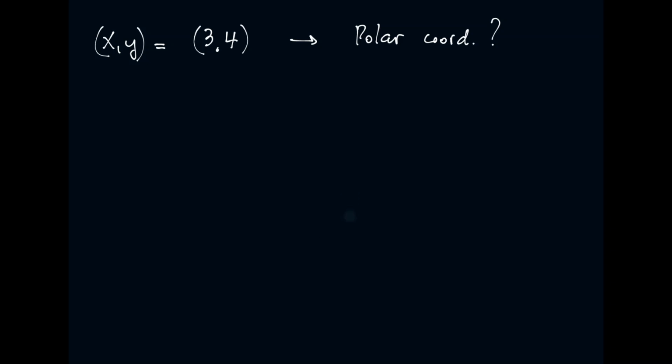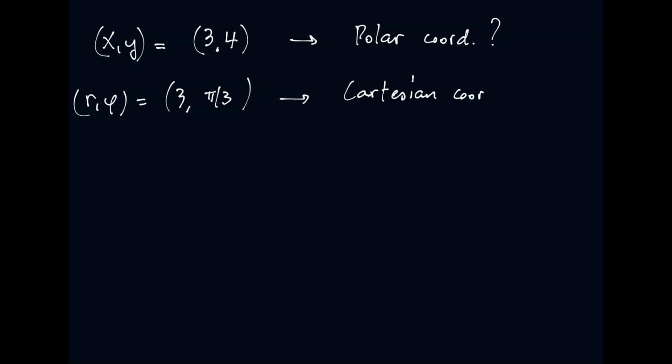And vice versa, what if I have polar coordinates of r and phi, which are, I don't know, 3 and pi over 3? Then what are my Cartesian coordinates? This is exercise 1 and 2. All right, let's do 1.